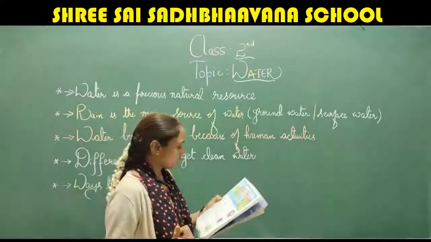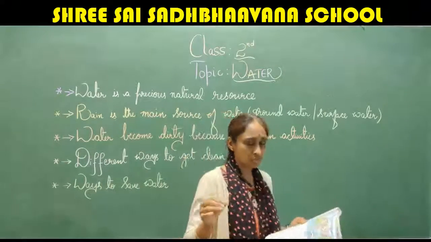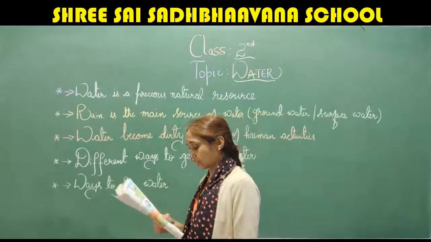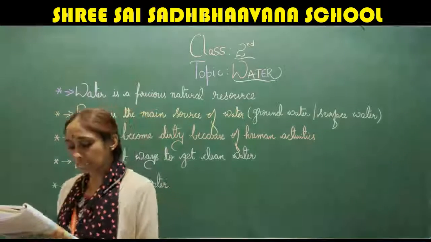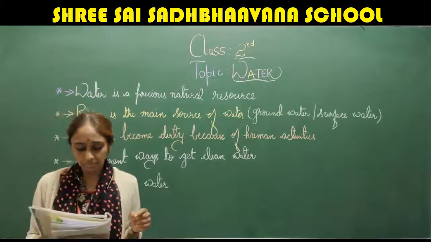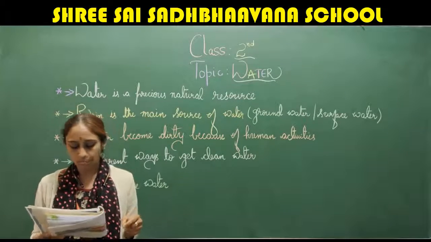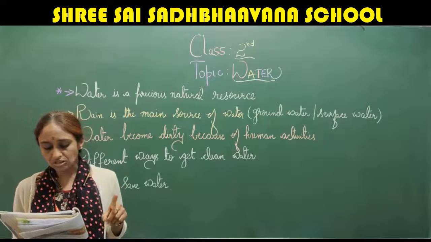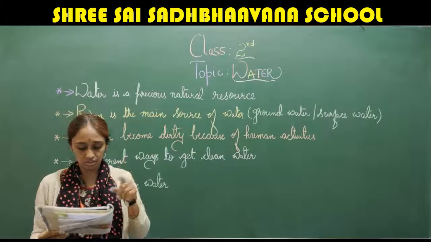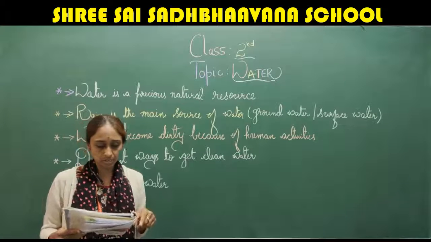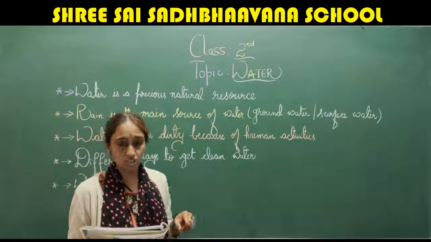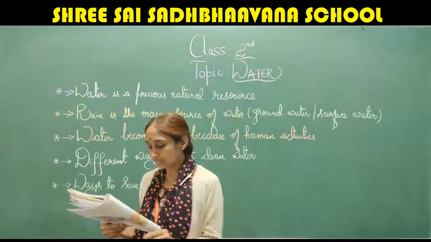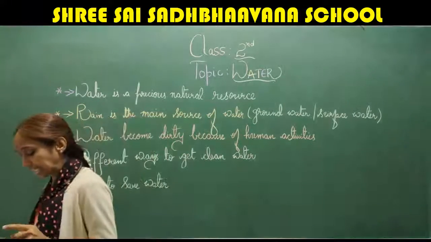I'll read out now. How to make water clean. Dirty water contains germs. Dirty water can make us sick. We can make water clean by boiling it for 20 minutes. Boiling kills all germs in water. You underline boiling, B-O-I-L-I-N-G, boiling. We can also use water filters to make water clean.